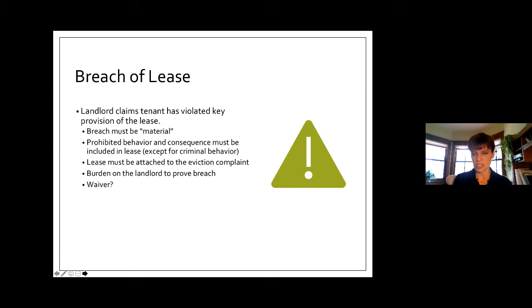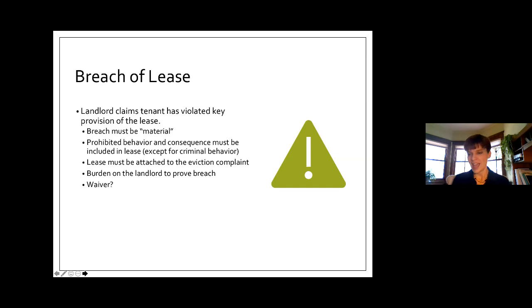Some other things about breach of lease that are important to know. The prohibited behavior and the consequence must be included in the lease, and that's for everything except for criminal behavior. So if it's smoking, if it's guests, if it's pets, those types of things, along with the consequence for having those types of things, need to be included in the lease.